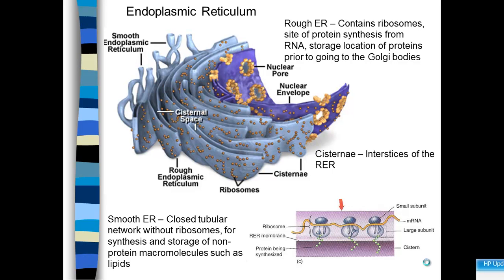Okay, and here's a small figure. This shows the ribosomes sitting directly on the endoplasmic reticulum. Several ribosomes are translating the same segment of messenger RNA. When the protein's synthesized, it goes into the cistern of the endoplasmic reticulum.